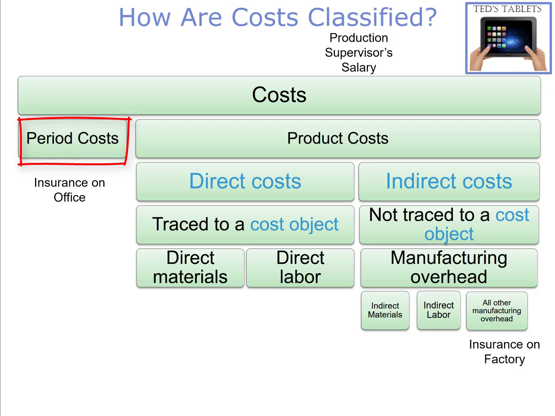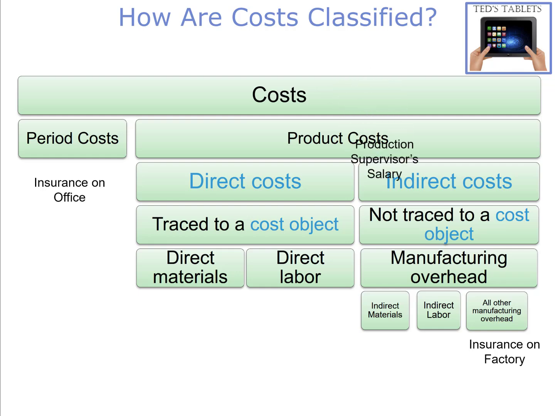And how about the production supervisor's salary? He or she is in charge of overseeing the production, so this is obviously a product cost. But this person's salary cannot be traced to a particular tablet or batch of tablets, so this is a manufacturing overhead cost, further classified as indirect labor. Another example of indirect labor would be the factory janitor's salary.